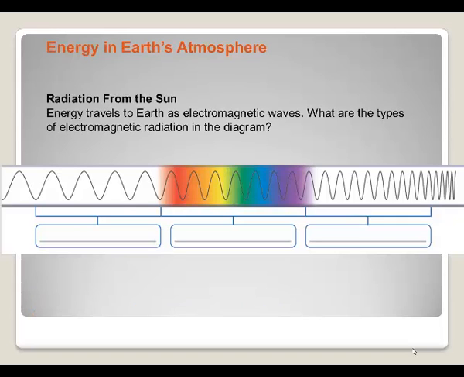So looking at this picture inside of your notes, we know that radiation from the sun travels to Earth in the form of the electromagnetic spectrum, or electromagnetic waves. The center portion is the visible light spectrum. We need to know what the two on each side are. Notice that the ones on the left have a larger wavelength and the ones on the right have a shorter wavelength.